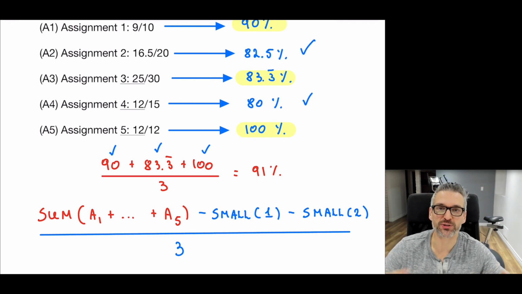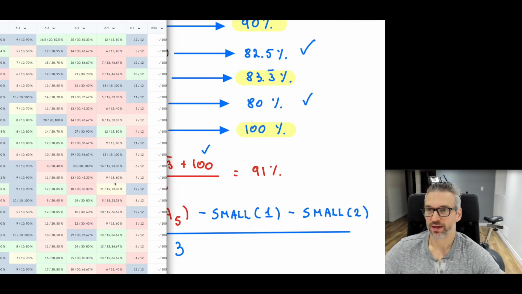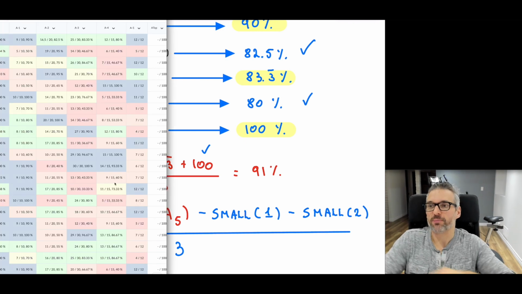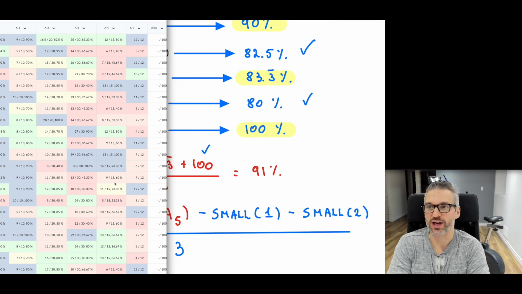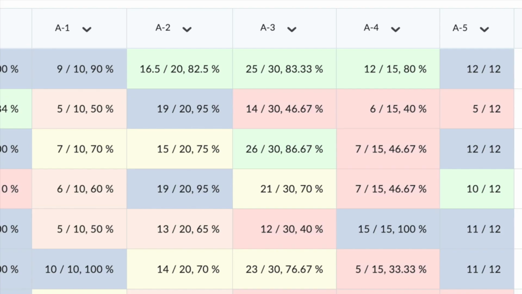Now, how do we do this throughout Brightspace? So let's take a look. So again, here are my assignments in general. Now notice that the assignments all are out of a different mark. Assignment 1 is out of 10, assignment 2 is out of 20, assignment 3 is out of 30, and so on. So that's annoying, but if I convert all of them to percents, it's much easier for me to be able to do these calculations.